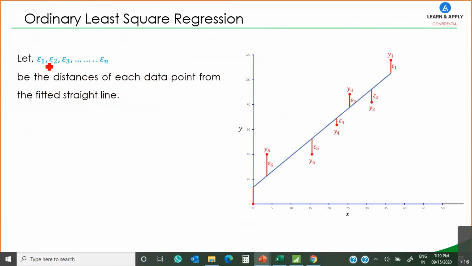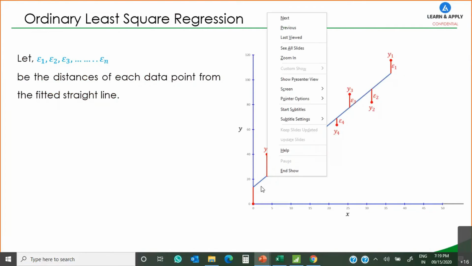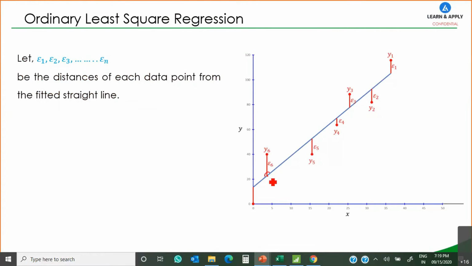Now let's say this is error 1, error 2, error 3 up to error n, the distances of each data point from the fitted straight line. So we can say this is the regression line which has come from our regression equation. Now what is the difference between these 2 points? This is the predicted value, which is given by the regression equation, right? And this is the actual observed value which you have observed. So what is the difference between these 2 values?